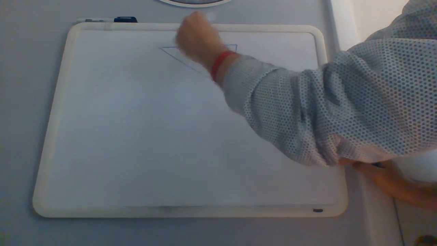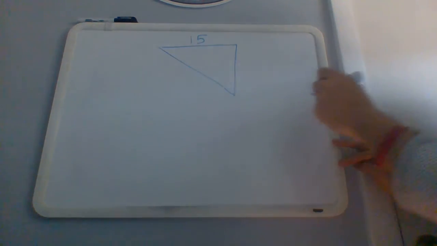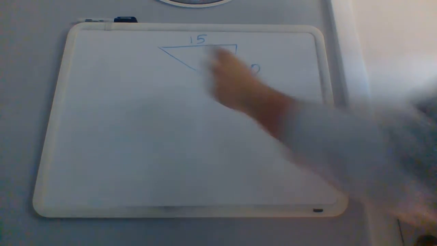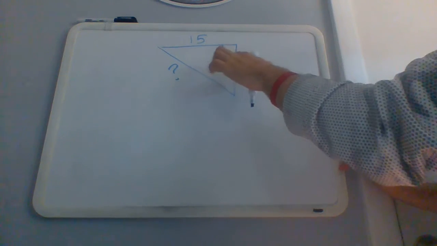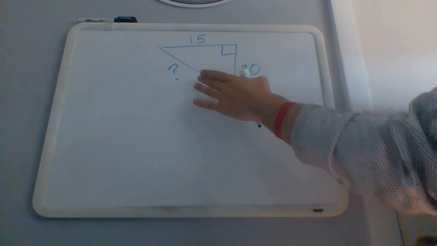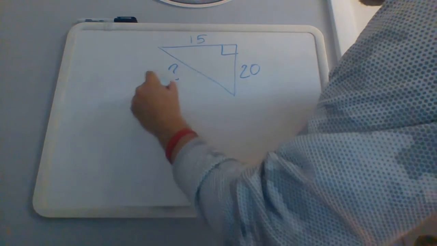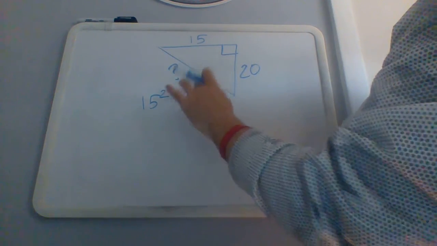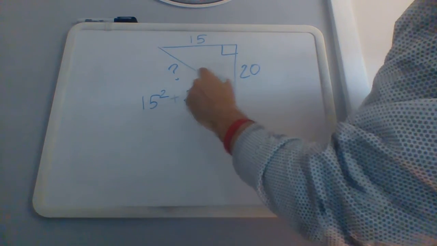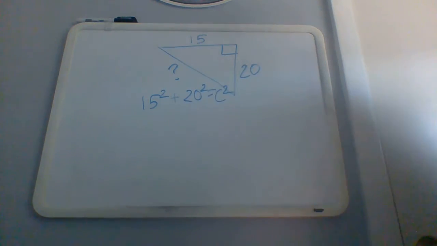Do another example. Again, I have a right triangle. I'll draw it a different way this time. This leg is 15. This leg here is 20. And we do not know our hypotenuse, which again is across from the right angle because it is the longest side of the triangle. Our first leg is 15 squared. Our second leg is 20 squared. And again, we do not know what our hypotenuse is.